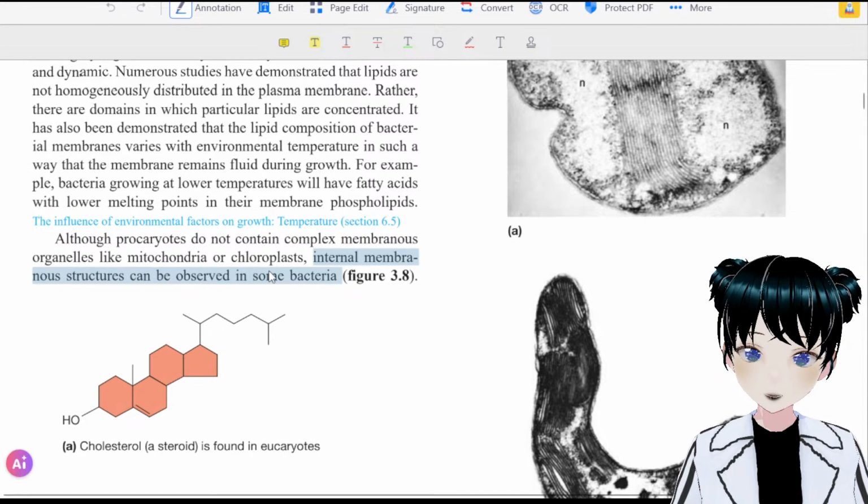So for photosynthesis, you usually need chloroplasts. But bacteria don't have chloroplasts, so how do they do photosynthesis then? They do photosynthesis because there are membrane structures.